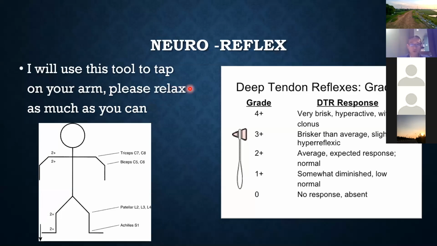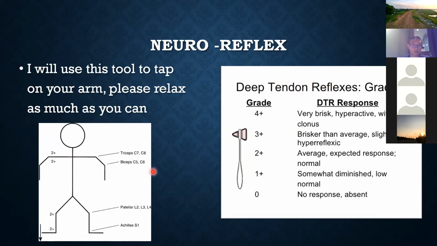And the same thing with the neural reflex here. We have the hammer. We use the hammer to tap on the reflex area. We tap on the tendon of the patient and check the reflex. And this is a table that you can review after. It is similar to the motor strength: after we finish the reflex exam, we need to rate the DTR of the patient. DTR means deep tendon reflex.